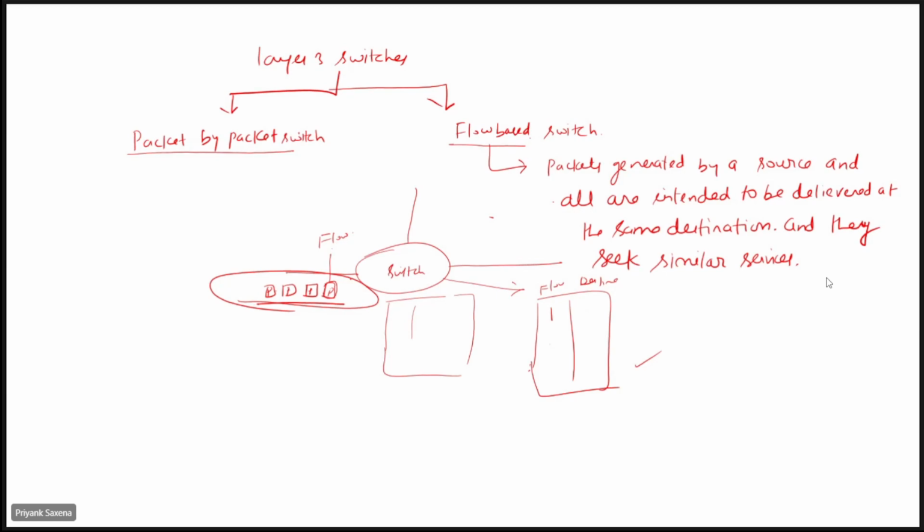A packet by packet switch is like, every time a packet comes, the router will check its source and destination IP address, and will forward the frame based on that. Another is called a flow based switch. See, this flow based switch is key in the internet to provide quality of service.